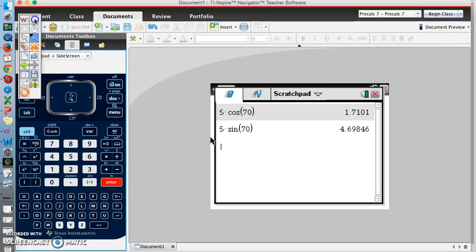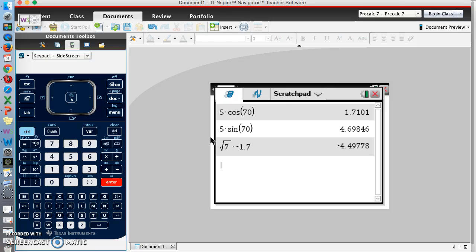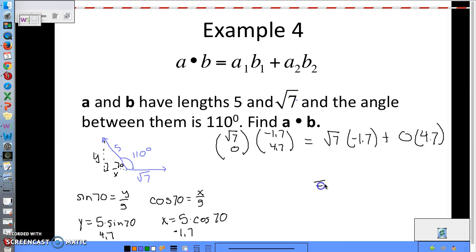So √7 times negative -1.7, -4.49. And that is our dot product there.